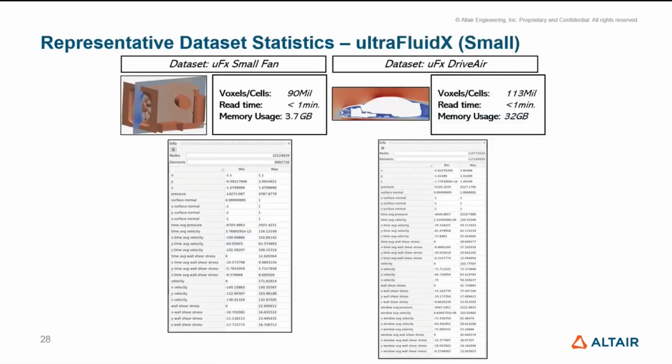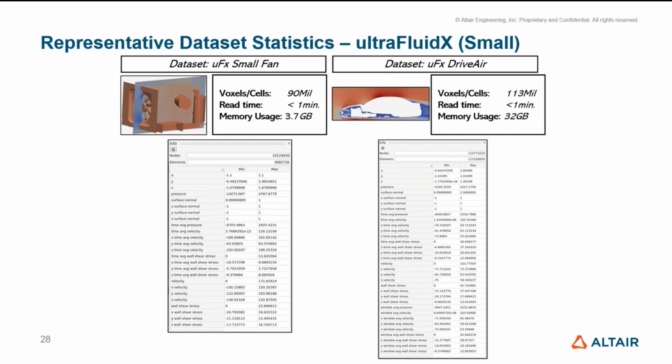So just the last few slides here. I wanted to get a handle on what size data sets we could read and how long it takes. So I ran through 4 models. Here are 2 of the smaller ones. All of these are ultrafluid X cases. For the small fan, there was about 90 million voxels. It takes on the order of a minute or less than a minute to load, and takes about 3.7 gigs.